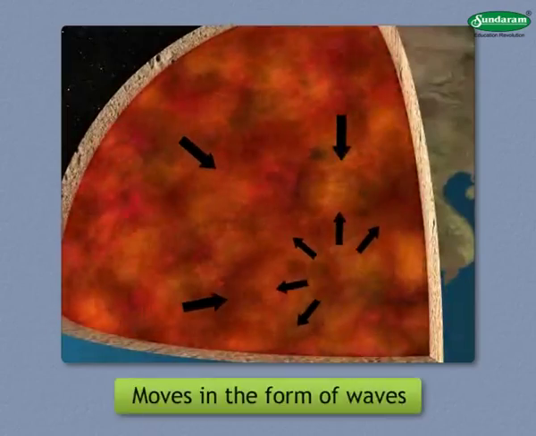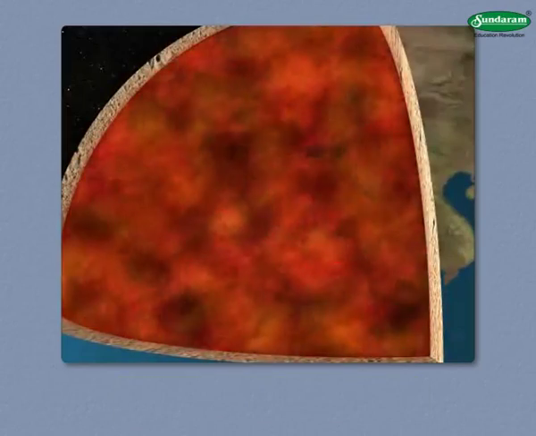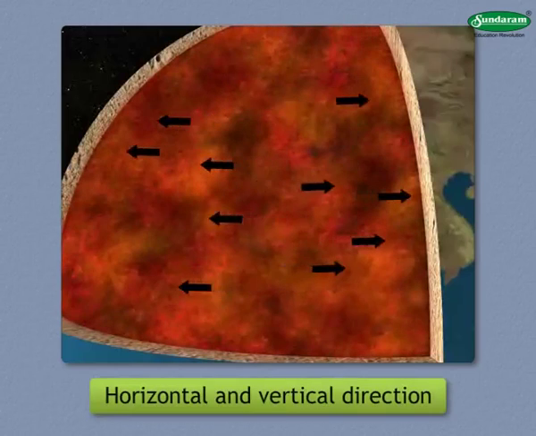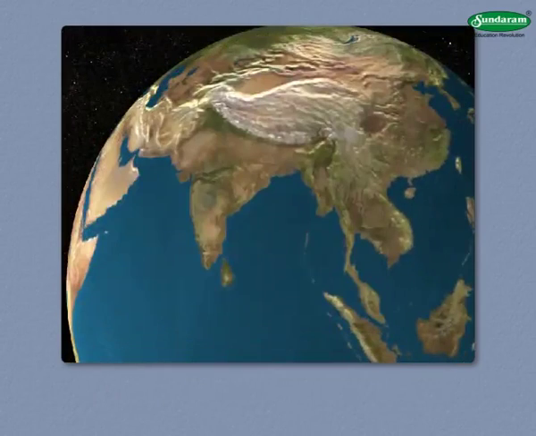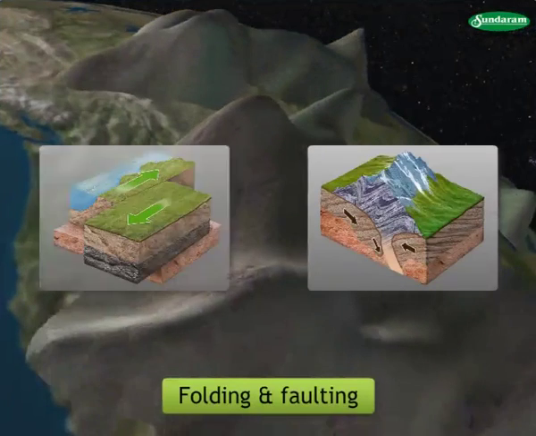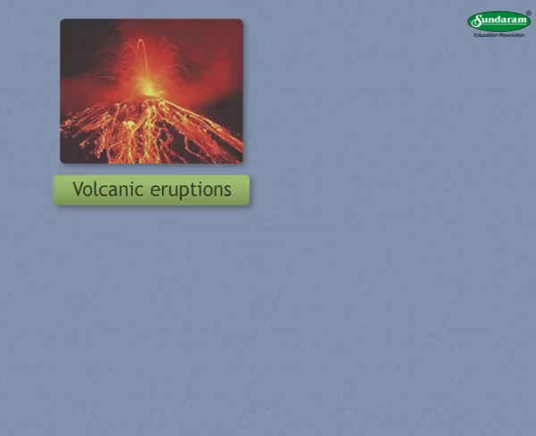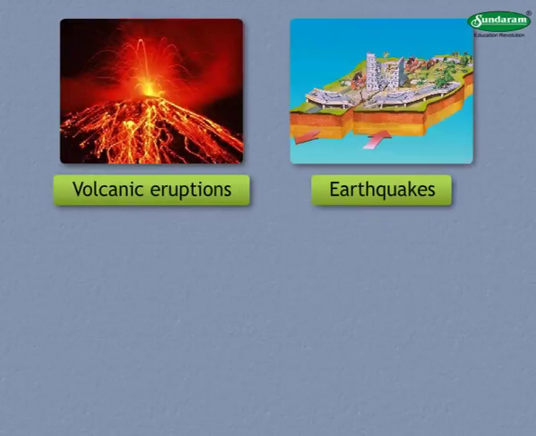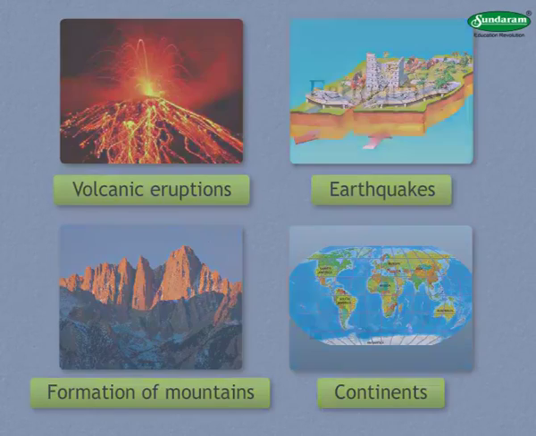This energy moves in the form of waves. The slow Earth movements take place in horizontal and vertical direction. These movements give rise to mountains or continents through the process of folding and faulting. Effects of Earth movements. The effects of Earth movements are as follows: volcanic eruptions, earthquakes, formation of mountains or continents.